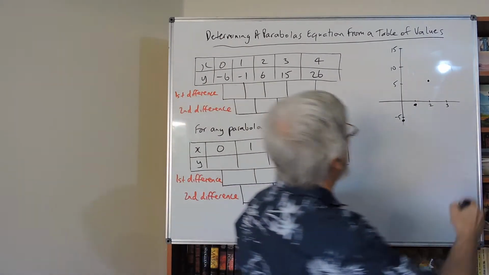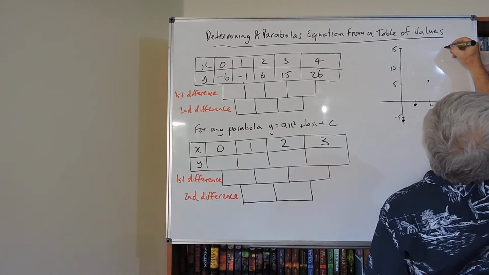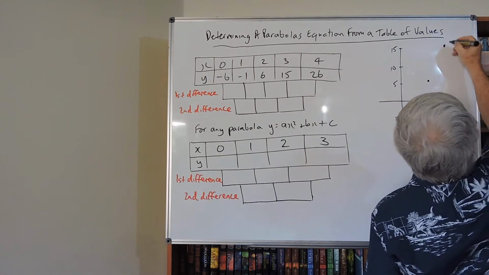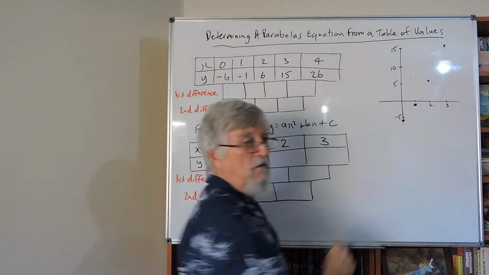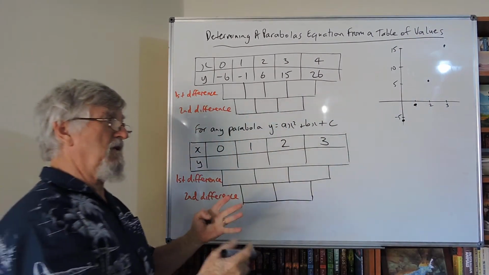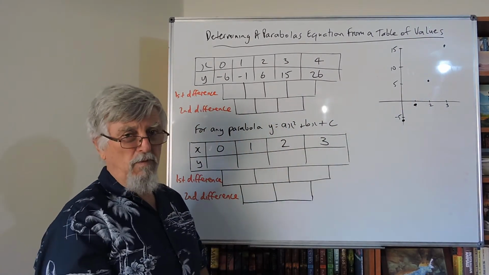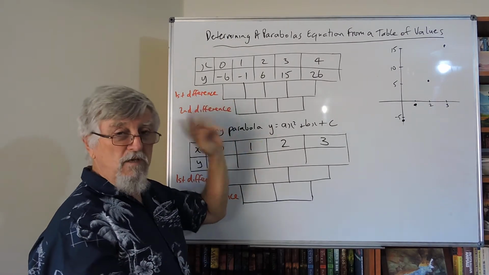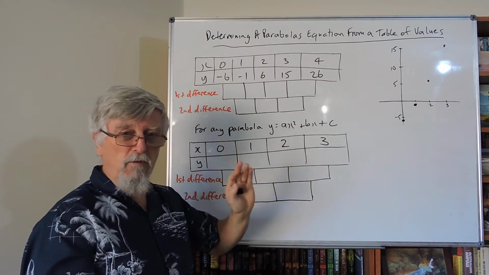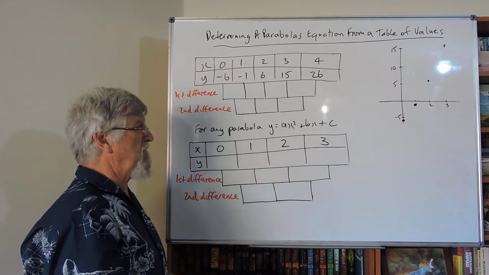And (3, 15). So if I go to 3 and come up here to 15, you can see that they're not a straight line. They're not curved a lot, but you can see they're not a straight line. Possibly a parabola. So let's find out if this is a parabola. Sometimes it can look like a parabola, it might be a cubic, it might be something else.